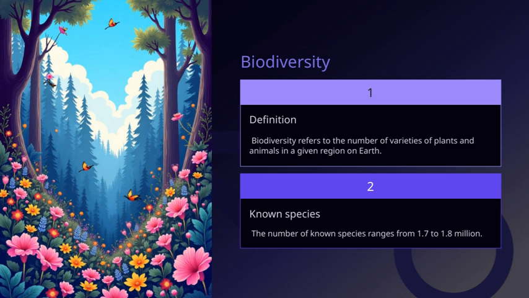Now, moving on to the concept of biodiversity. This term refers to the variety of plants and animals in a specific region. Basically, it's a way to measure how rich and diverse a particular area is when it comes to different forms of life. Connecting these ideas to the bigger picture, understanding how many species there are and how diverse they are helps us appreciate the complexity of ecosystems. It also underscores the importance of conserving this incredible biological variety for the health of our planet.